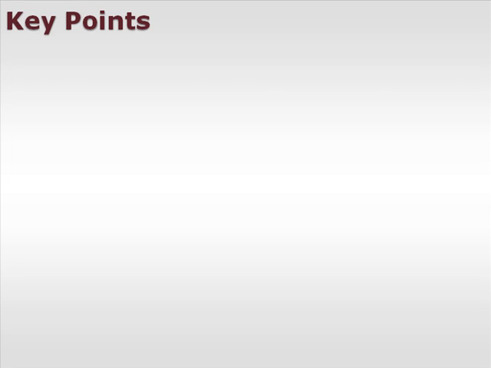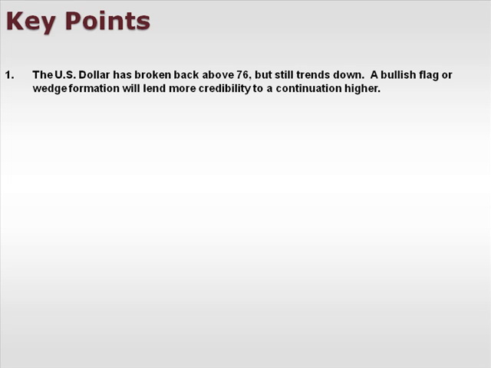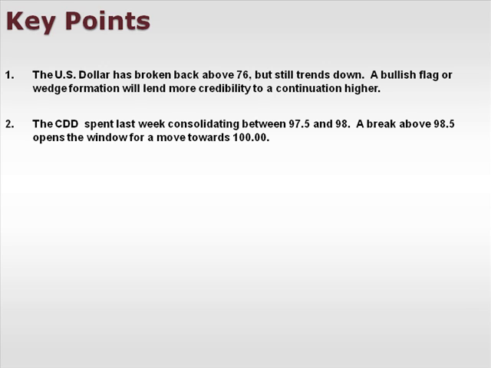Let's take a look at a few of our key points. First of all, the US dollar has broken back above 76 but still trends down. A bullish flag or wedge formation will lend more credibility to a continuation higher. The CDD spent last week consolidating between 97.5, 98. A break above 98.5 opens the window for a move towards 100.